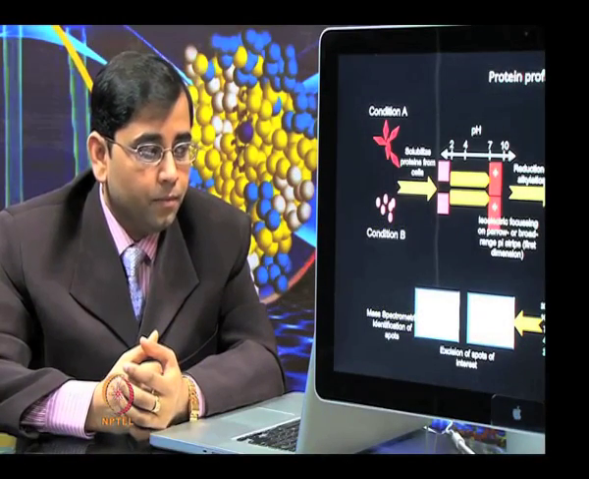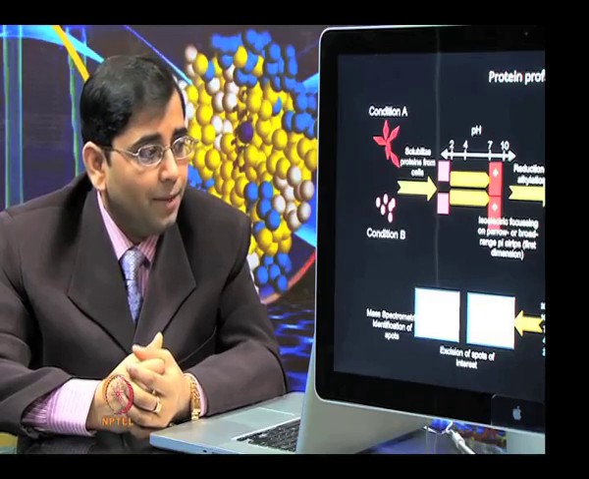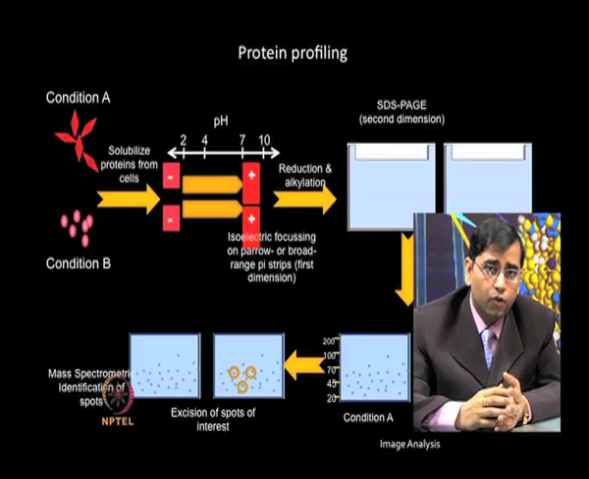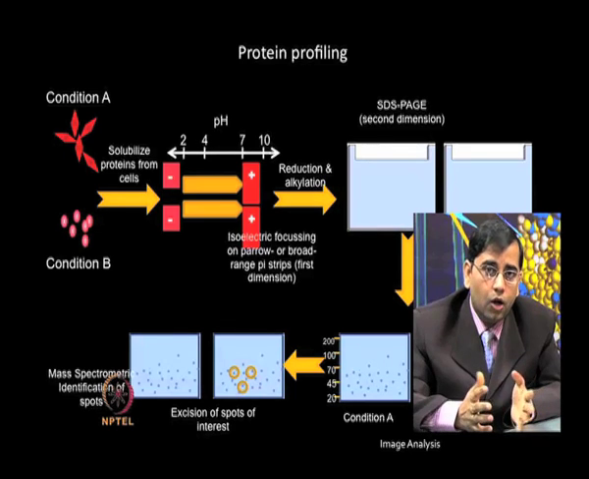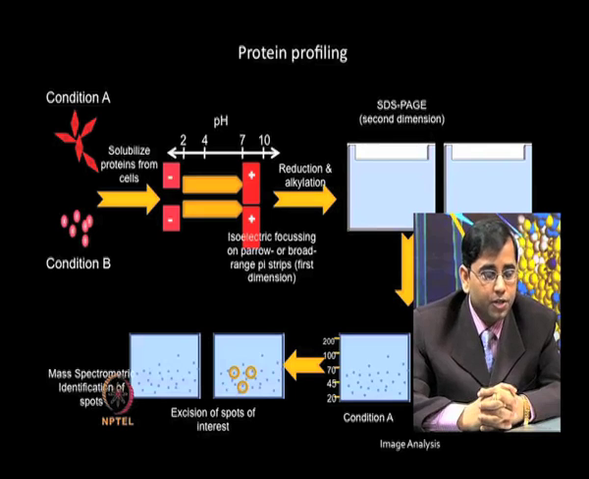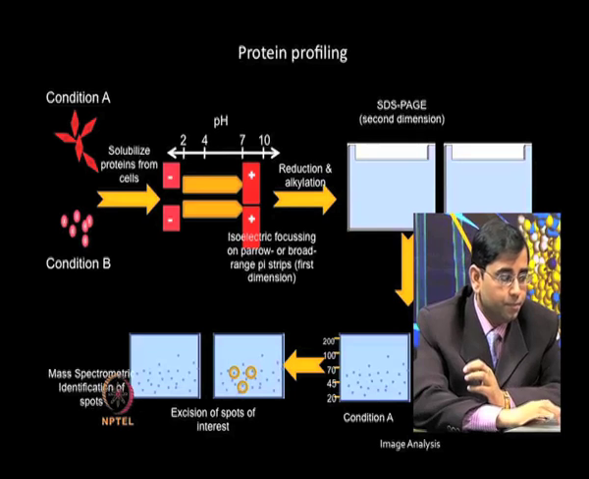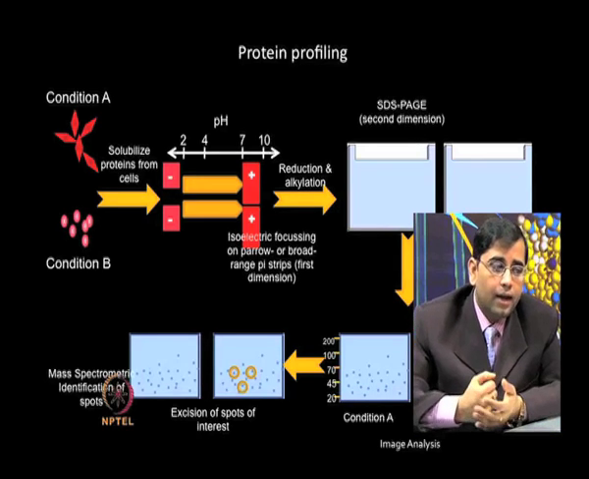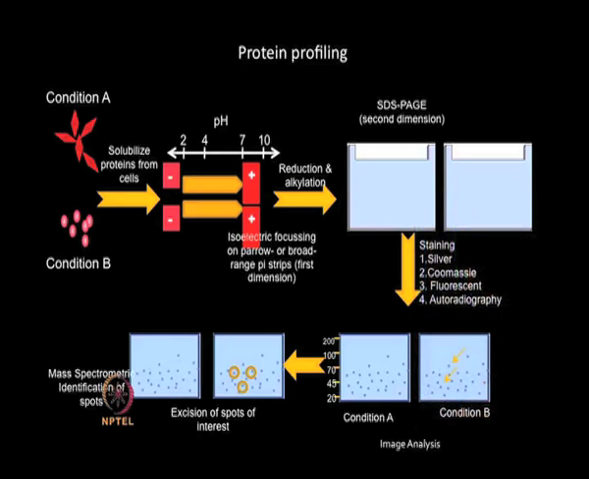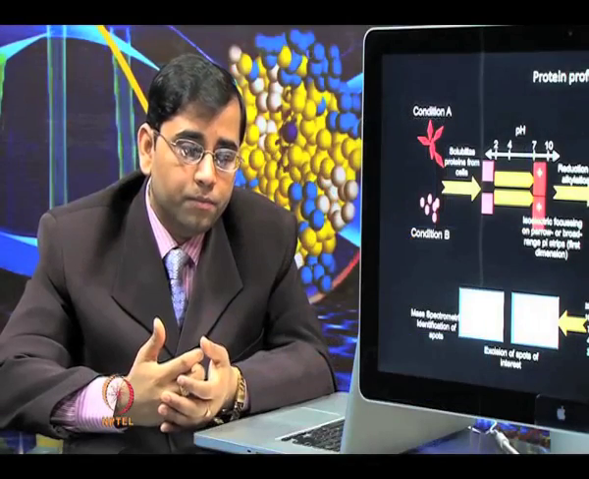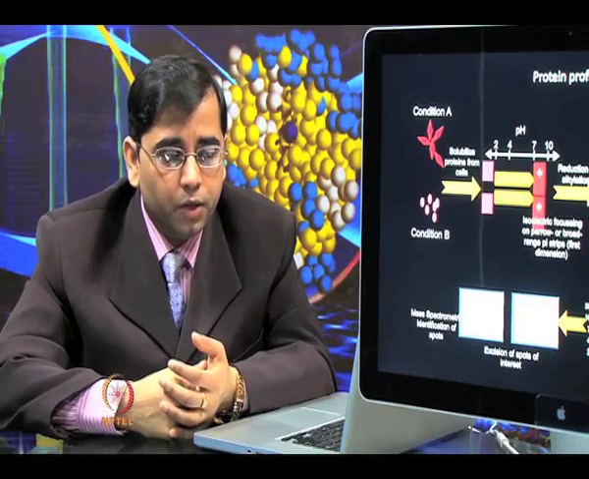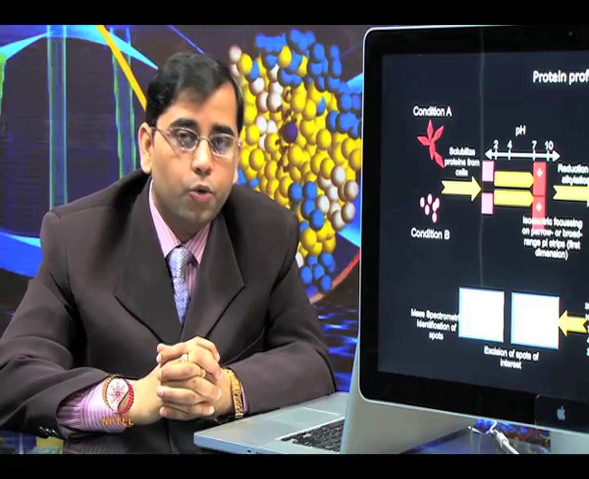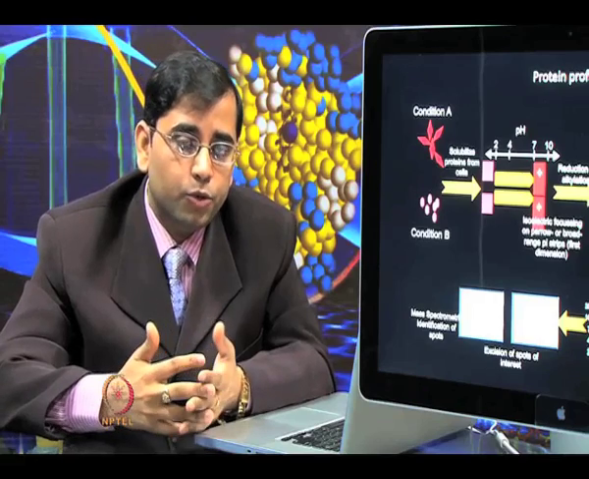So, for protein profiling, if you want to compare your different sample types from condition A to condition B, you need to solubilize the proteins from the cells and separate all the proteins by applying the pH gradient which is shown here in the first dimension. After that, you need to reduce and alkylate your samples and then separate that in the SDS-PAGE based on the second dimension, molecular weight. Then depending on your staining method being used, whether Coomassie brilliant blue or silver stain, different types of fluorescent stains, or autoradiography, you can visualize the protein spots.